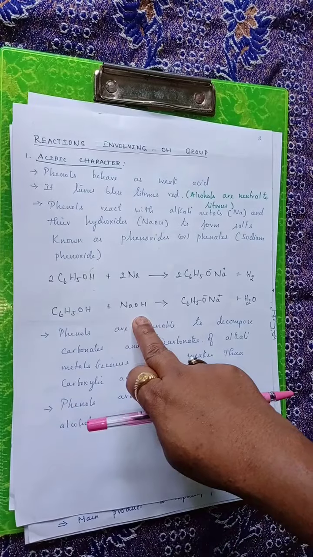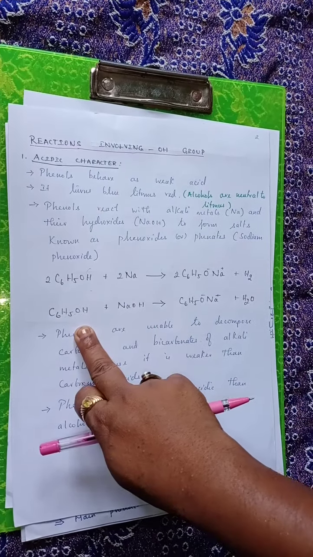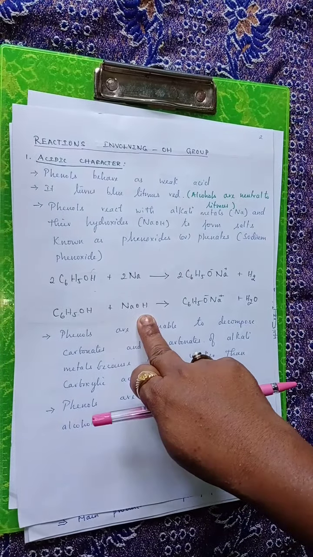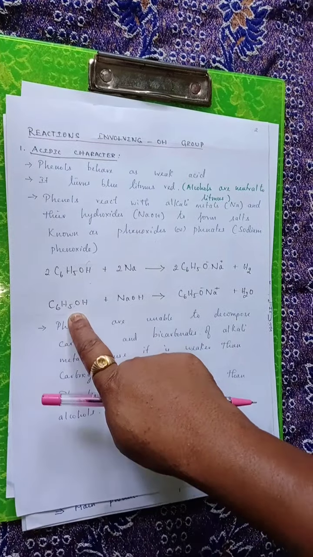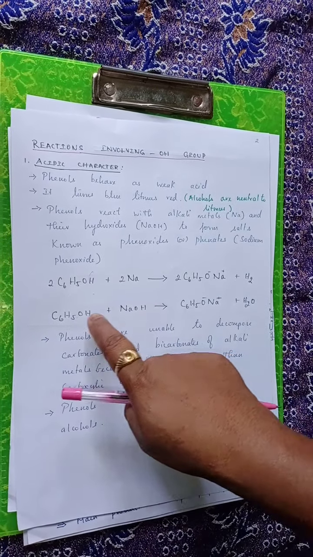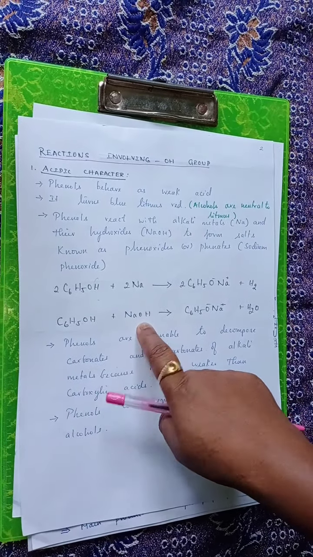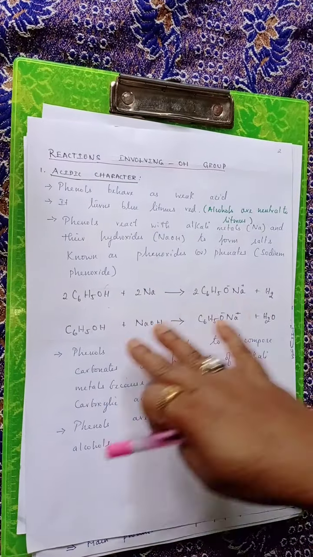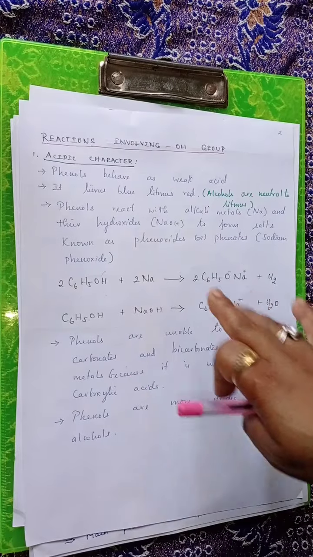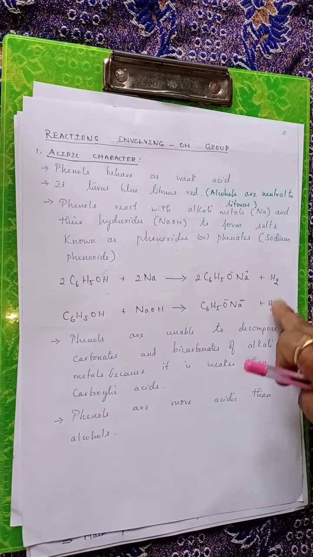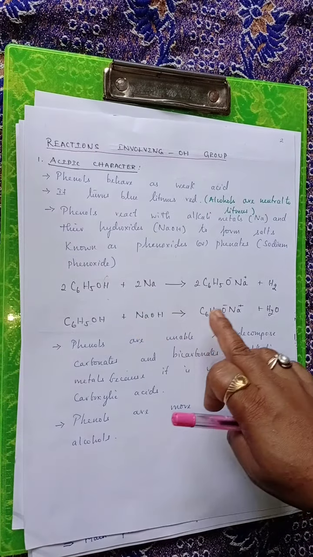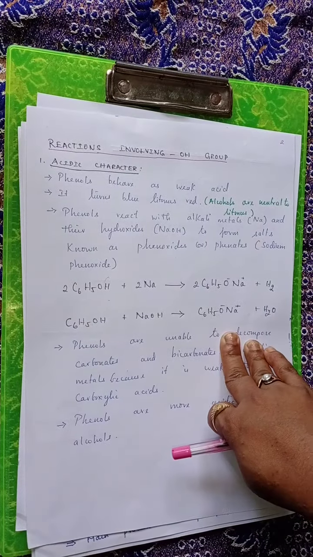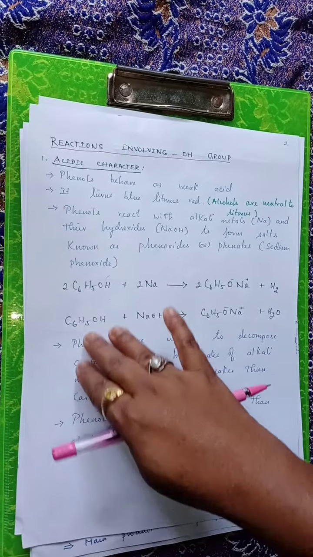With sodium hydroxide also, consider phenol as a weak acid and this as the alkali. When acid and alkali react together, it's a neutralization reaction which gives salt plus water. Over here also the same thing happens. You get phenoxide and water, the same as a neutralization reaction. So this proves it is an acid.